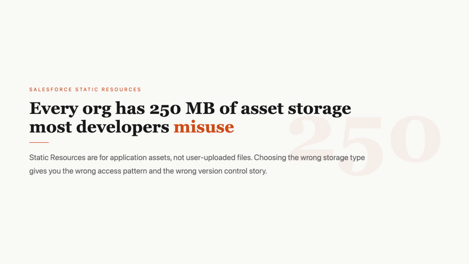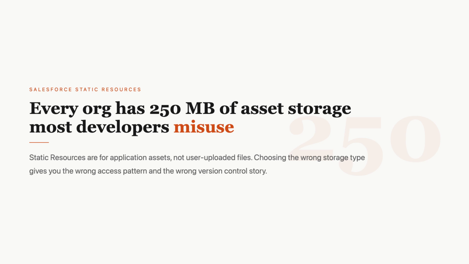Every Salesforce org ships with 250 megabytes of storage specifically for application assets, JavaScript libraries, CSS files, images, fonts, and configuration JSON. The critical word is application. These are files that are part of your code, not files that users upload or share at runtime. That distinction matters because choosing the wrong storage type gives you the wrong access pattern, the wrong version control story, and confusion in the org down the line.